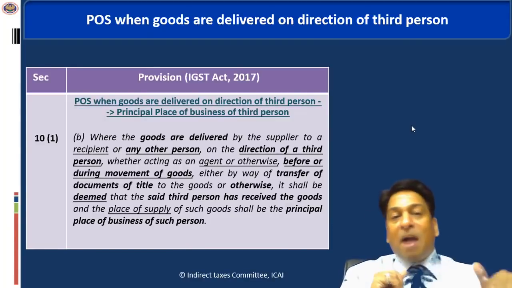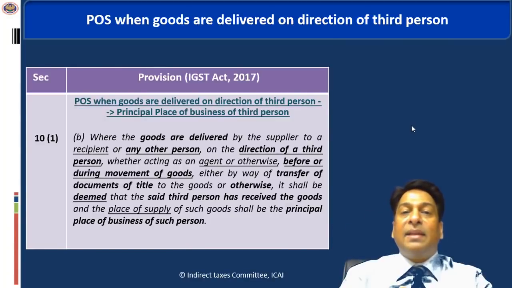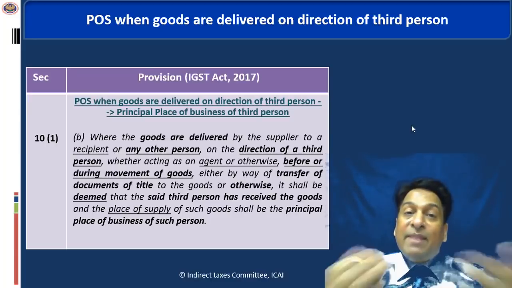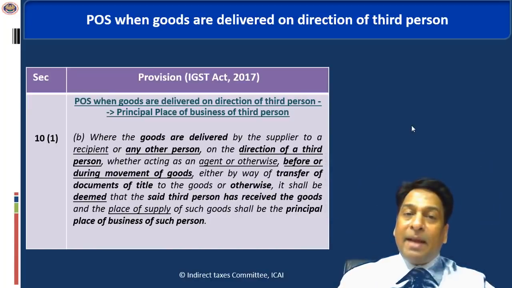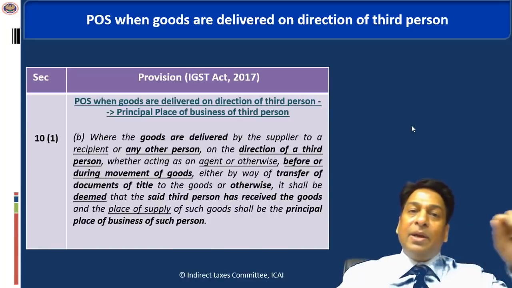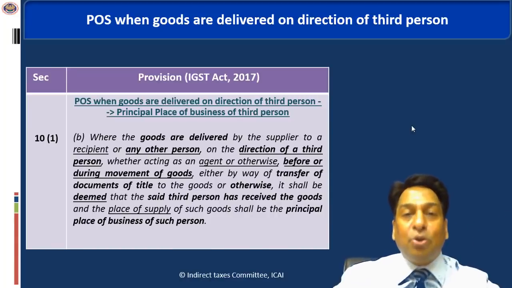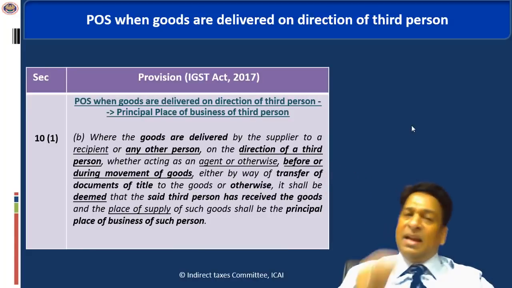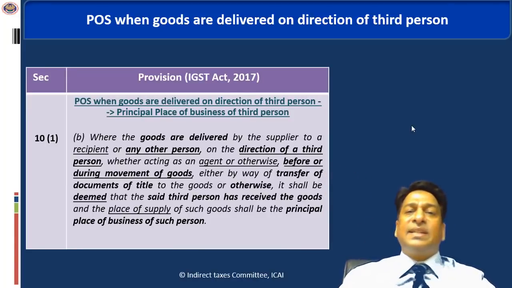Now there are three parties involved. We have to determine how many supplies there are. We all know there are two supplies, A to B and B to C. But we have to determine the place of supply for A to B and B to C, which is called the bill to ship to model or in-transit sale. Let's read the provision first, then we will do the case study. What does the provision say?